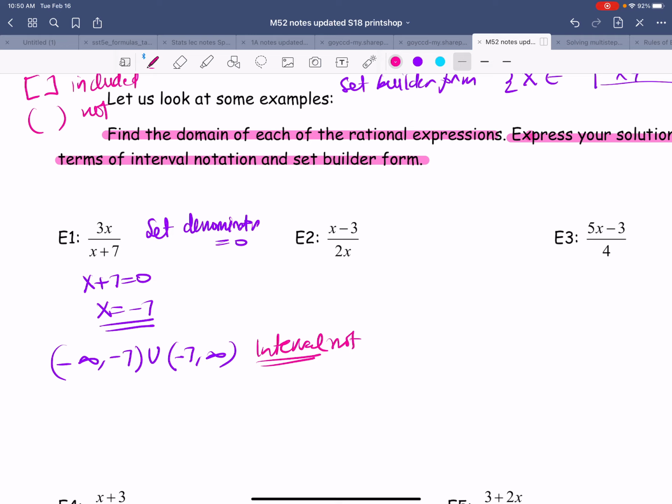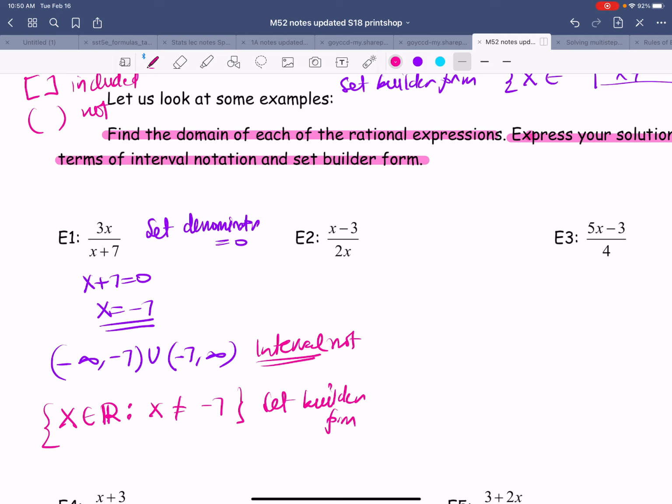And now I'm going to do it in set builder form, where it would be x belongs to real numbers such that x is not equal to -7. So there's the set builder form. This symbol, R with 2 lines, means real numbers. This means x can be any real number other than -7.